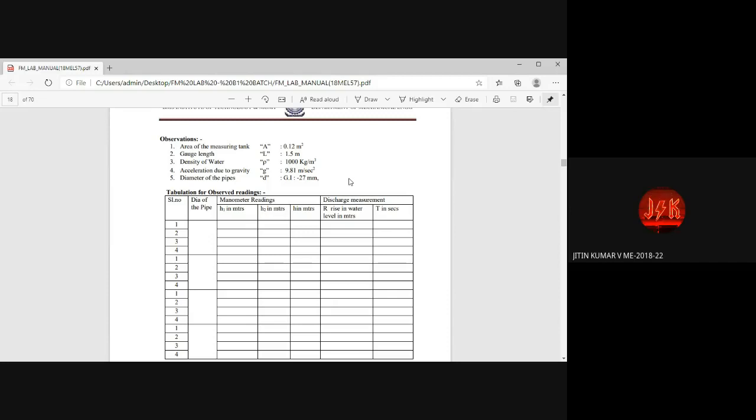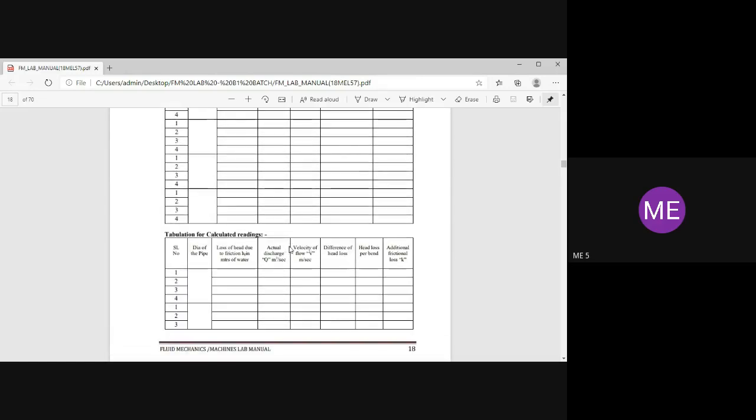How many readings will you give, sir? No readings, just a minute. Okay, only two sets of readings: 27 pipe without bend, 27 pipe with bend. Here four readings, here four readings. You have to show calculation for any one reading, and the remaining you calculate in the calculator and put in the tabular column.